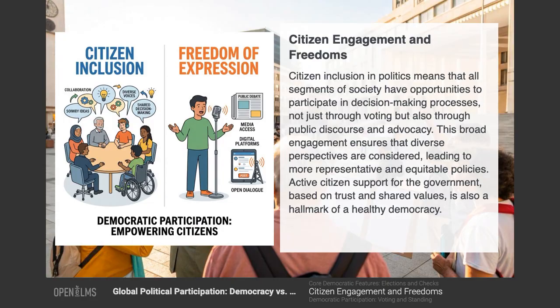Citizen engagement and freedoms. Citizen inclusion in politics means that all segments of society have opportunities to participate in decision-making processes, not just through voting, but also through public discourse and advocacy. This broad engagement ensures that diverse perspectives are considered, leading to more representative and equitable policies. Active citizen support for the government, based on trust and shared values, is also a hallmark of a healthy democracy.